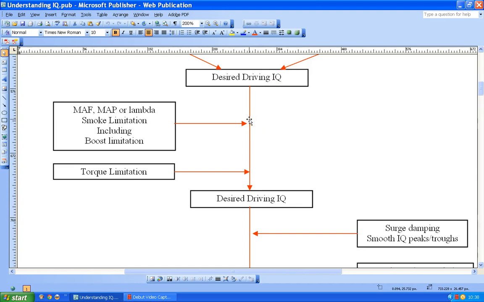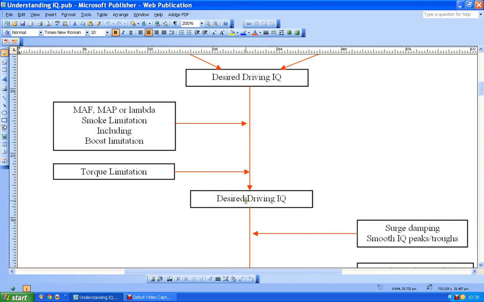Now, people often don't take this into account when they're looking at this, but basically boost pressure and boost limitation are the same thing. They are really part of the smoke limitation, because if you get the boost mapping wrong, then the smoke limitation maps won't work properly anyway. So this really has to include the boost limitation and the boost maps as well. So you've got a whole chunk of information and maps all adjusting this desired driving IQ. So once we get to here, we've got our limited injection quantity.